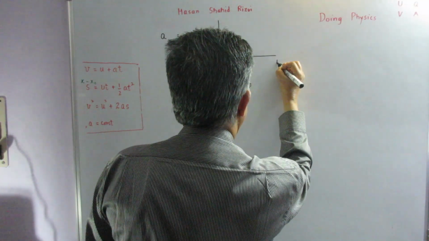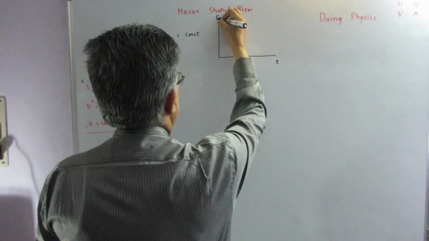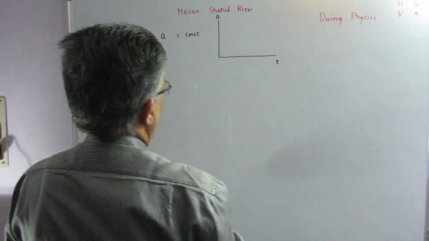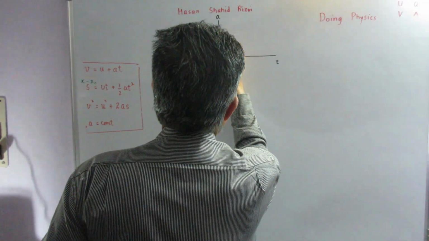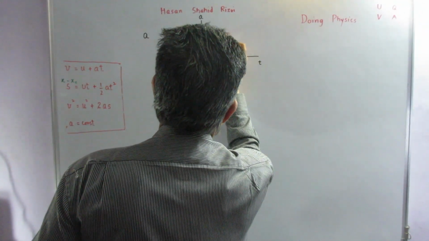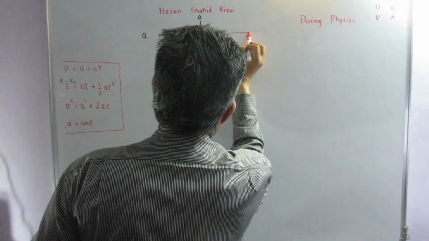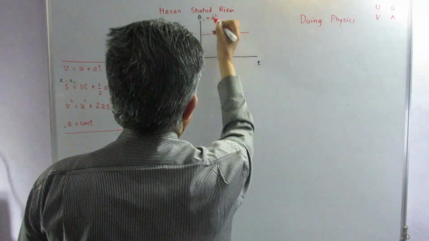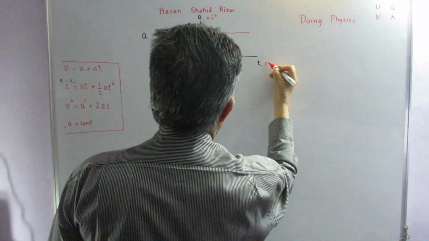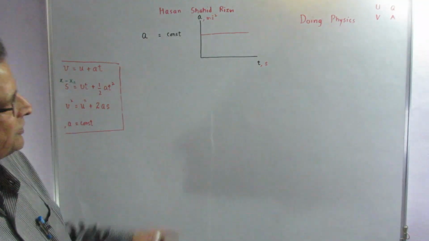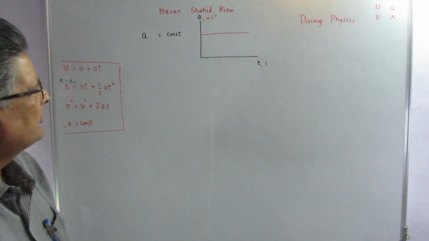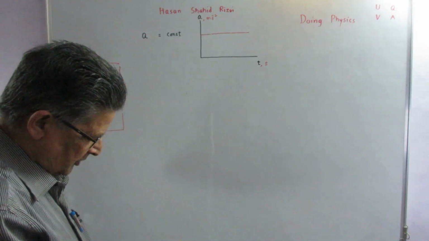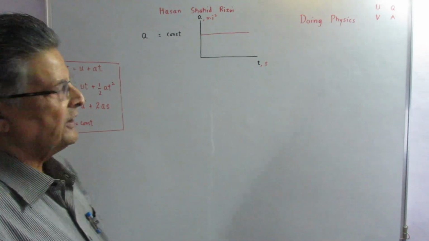plot of the acceleration versus time was a line parallel, that is, even at time t equal to 0 or at any other time t, the value of the A in meter per second square, and this is second, it remains parallel to the x-axis on the xy graph. So A is a constant. A is a constant, that means for all values of t, A is constant.